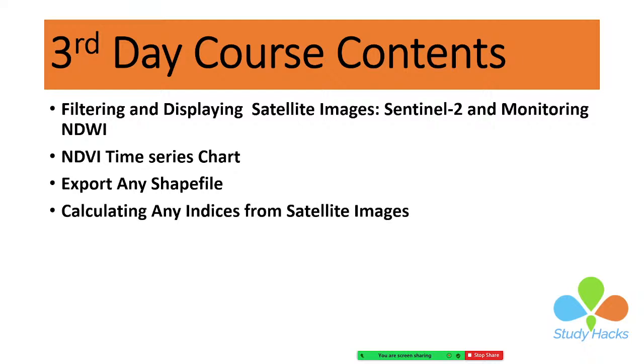So mainly this time I also try to discuss how you can easily calculate different types of band combinations. Suppose I want to calculate the NDVI, so we already know the NDVI formula. NDVI formula is the near infrared band minus red divided by the sum of the two bands, near infrared and red. Okay, so we also try to show you how you can easily calculate any indices using the satellite imagery.